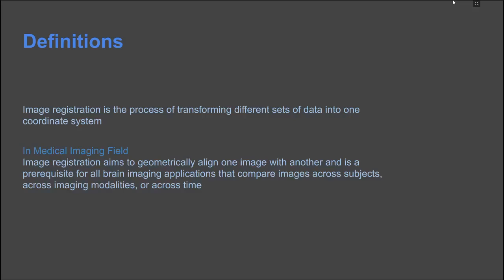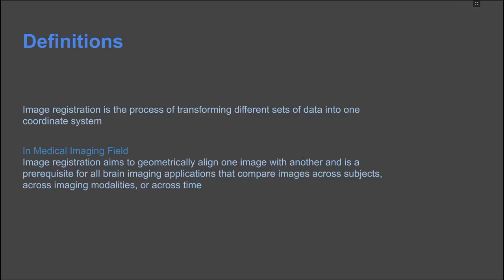Since image registration is mainly used in the medical imaging field, it is defined as follows: image registration aims to geometrically align one image with another and is a prerequisite for all brain imaging applications that compare images across subjects, across image modalities, or across time.